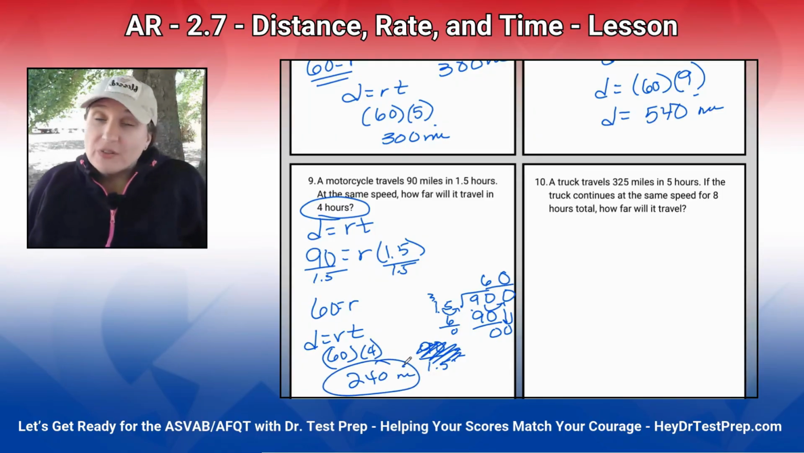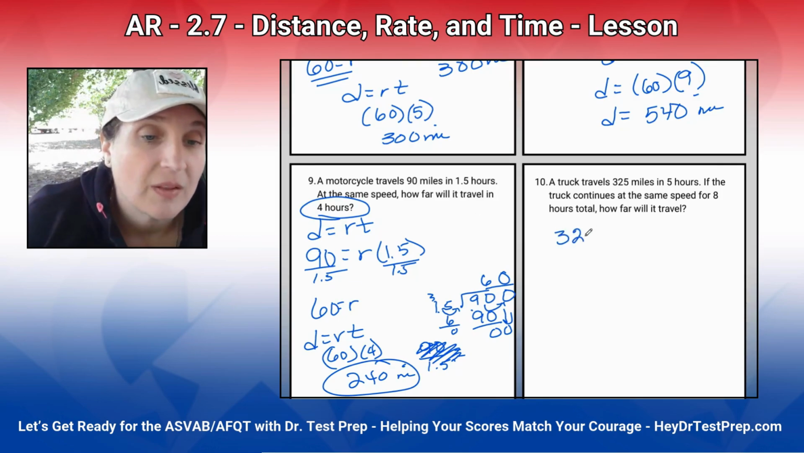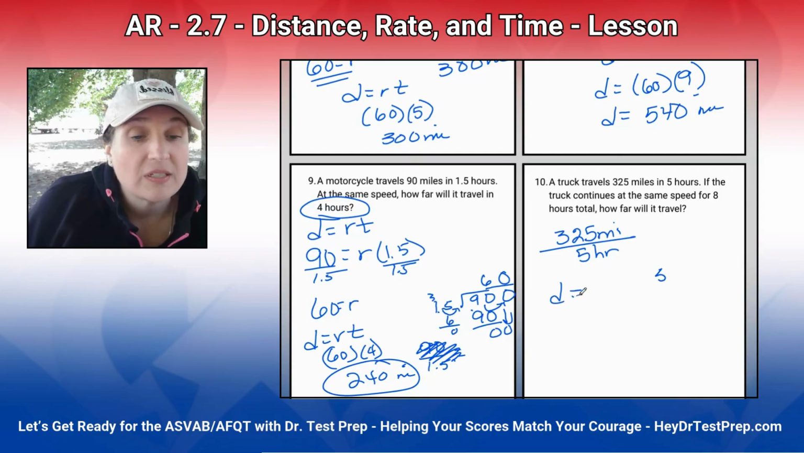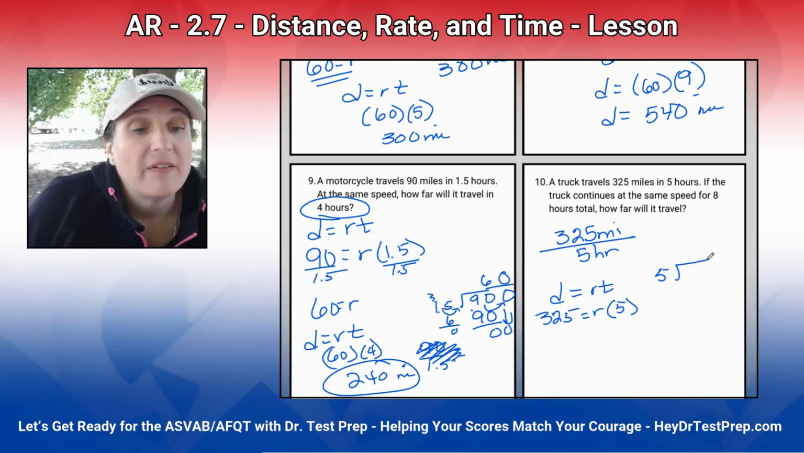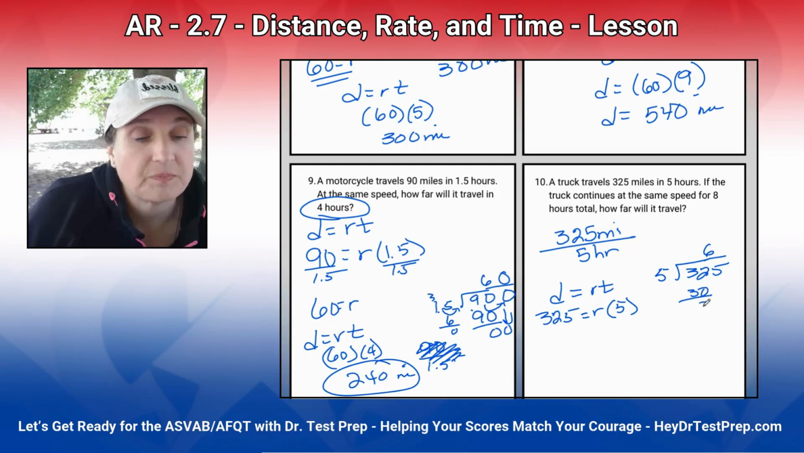A truck travels 325 miles in 5 hours. At the same speed, how far will it travel? So we're going to go D equals RT. So we have our 325 equals our unknown rate times 5. 5 goes into 32 6 times. 5 goes into 25 5 times.